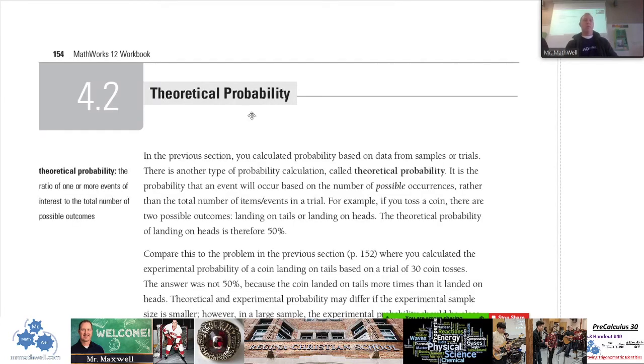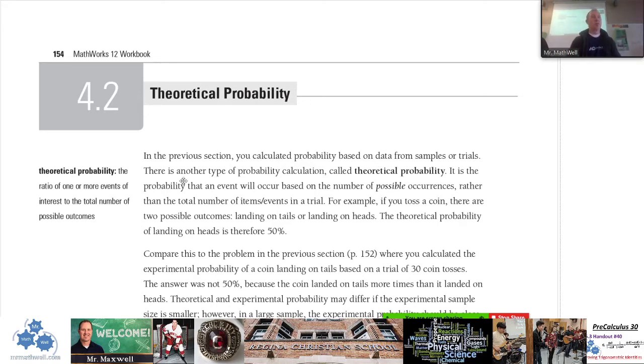4.2 talks a little bit more about theoretical probability. As I mentioned before, the theoretical probability is the expected probability given the nature of the situation. It doesn't have anything to do with actual experimentation. It's just based on the nature of the situation.